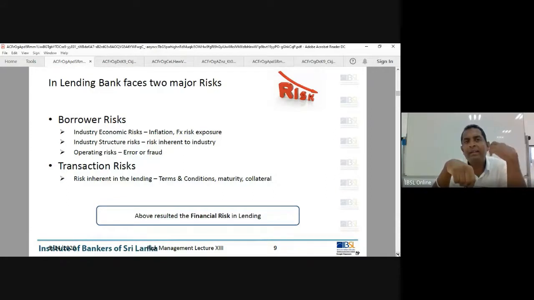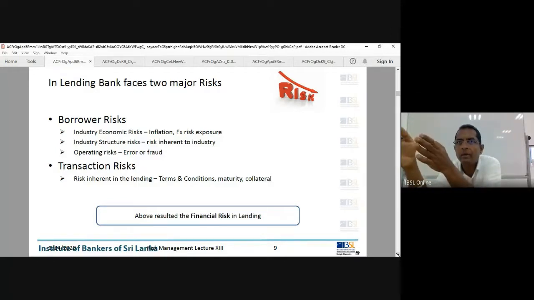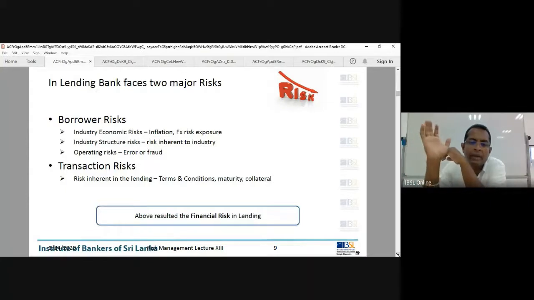Operating risk, which are errors and frauds, can happen from the customer side, right? Transaction risk is the risk inherited in the transaction: wrong terms and conditions, wrong maturities, wrong collateral, those things. So whenever we are lending, we have to be mindful about the business or the industry itself and the transaction, the product we offer. So combined, we call it financial risk.